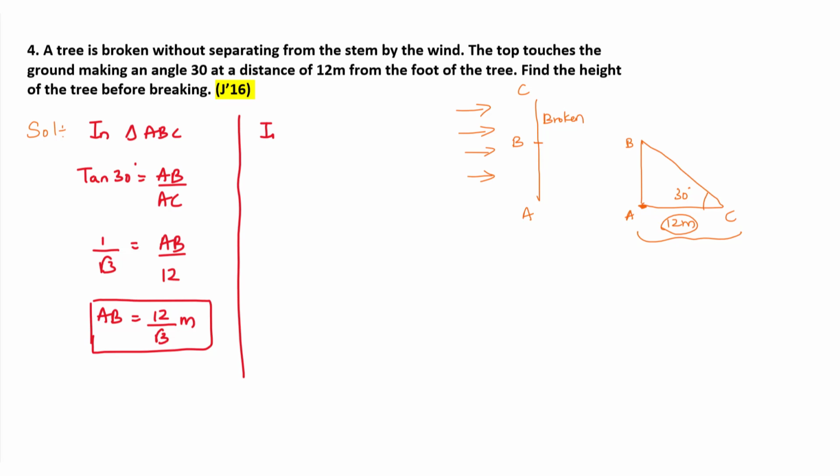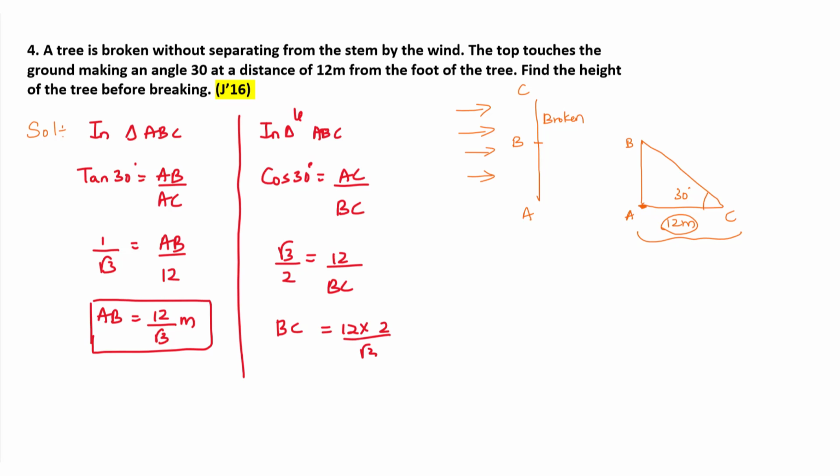Now in the same triangle ABC, cos 30 is equals to adjacent, AC, by hypotenuse BC. Cos 30 value is root 3 by 2 and AC is 12, whereas BC we don't know, we have to find. Then we get BC as 12 into 2 by root 3. So BC is 24 by root 3 meter.